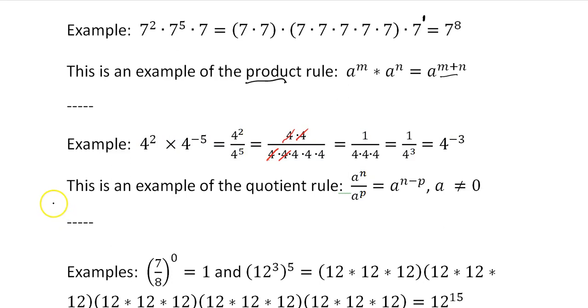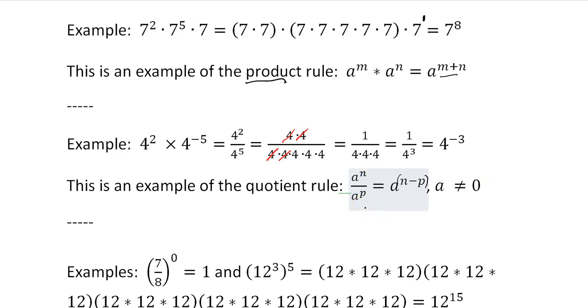And so this is an example of the quotient rule, where if I have the same base, keep in mind they have to be the same base, I have a value n and then I have a value p. I can treat that as a to the quantity n minus p. And again, I've got to do my little spiel about a cannot equal 0, because otherwise we'd be dividing by 0. We're not allowed to do that.